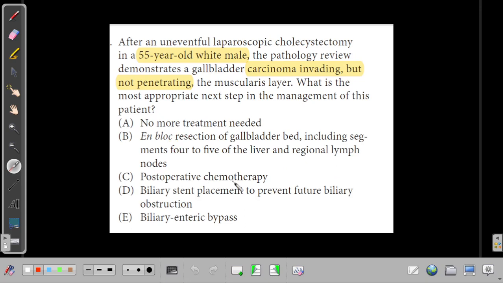Postoperative chemotherapy is ineffective. Biliary stent to prevent future biliary obstruction, this is not an option. Biliary enteric bypass, this is not an option. Go back to the OR again and do en bloc resection of the gallbladder bed, including segments 4 to 5, and regional lymphadenectomy if it is T1B. Okay.